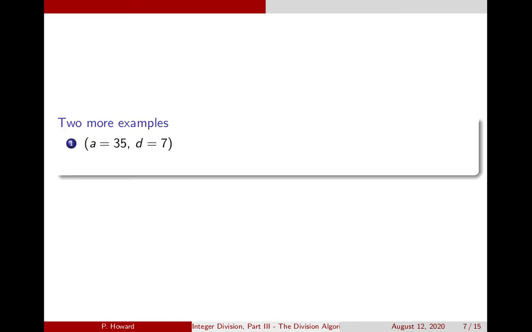Let's look at two more examples which illustrate situations that might occur. Let's suppose a equals 35 and d is 7. Well, 7 is a divisor of 35, so in this case the division algorithm still applies, but the remainder is 0. Right? Dividing 35 by 7 gives you a quotient of 5 and a remainder of 0. And so q0 is 5 and r0 is 0.